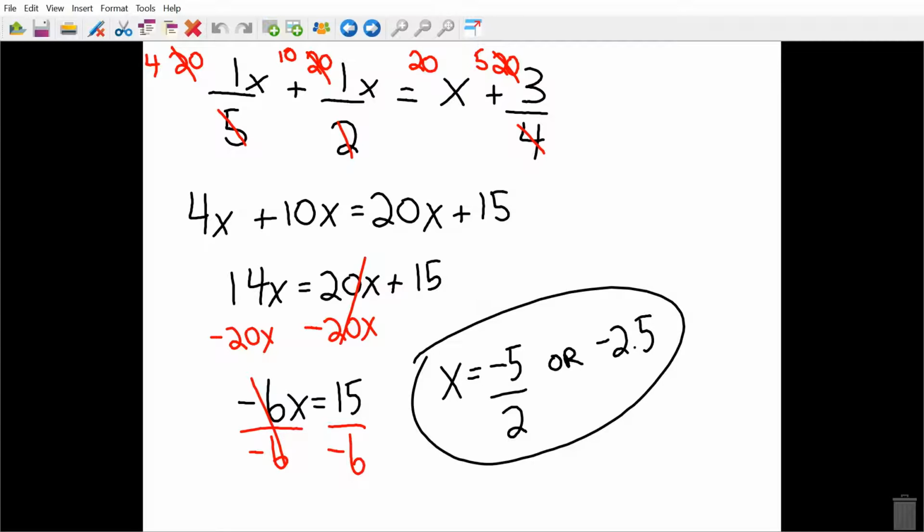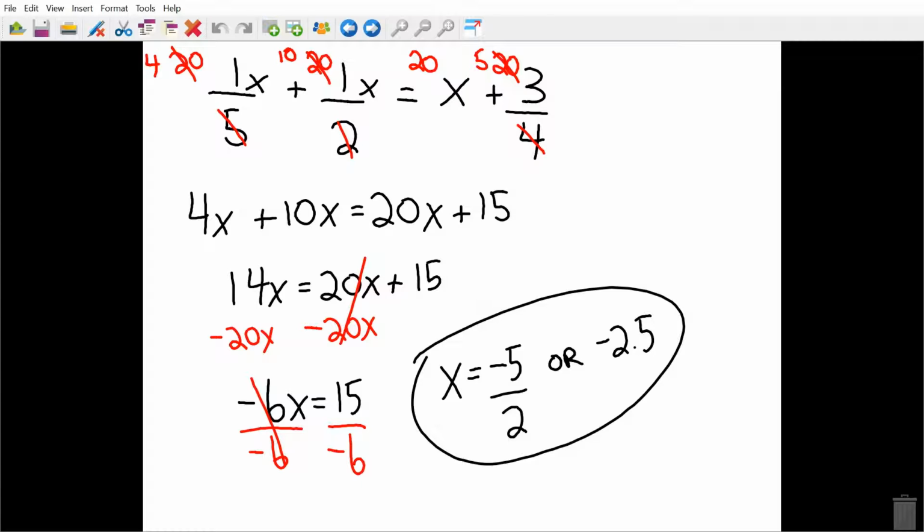When we multiply by 20, we also have to multiply the x by 20. I know it doesn't have a fraction on it, but if we're going to maintain the equality, we have to multiply everything by 20. We're going to be left with 4x plus 10x equals 20x plus 15. Now before we can do anything else, the 4x and the 10x are on the same side of the equation. So what we have to do here is simply combine like terms because they are on the same side of the equal sign.